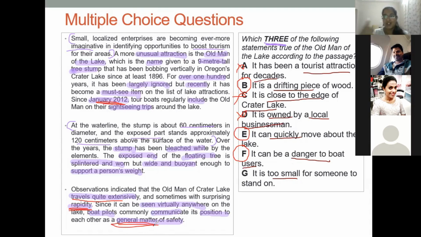They're not saying it's not dangerous. Just so that they can be safe, they are communicating its position. It is too small for someone to stand on. This is definitely not true because clearly it says it's wide and buoyant enough to support a person's weight. So what are my answers? It is a drifting piece of wood. It can quickly move about the lake. It can be a danger to boat users.